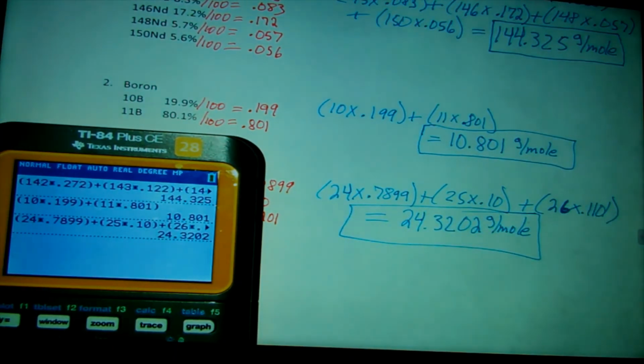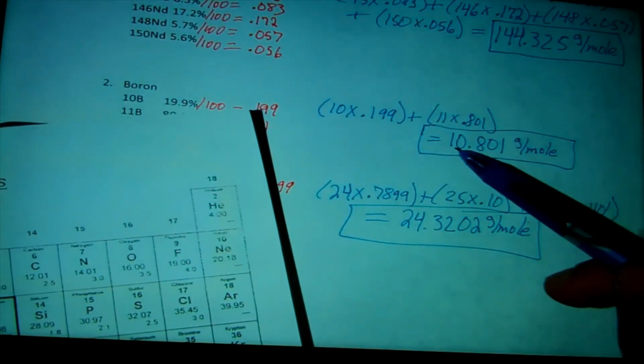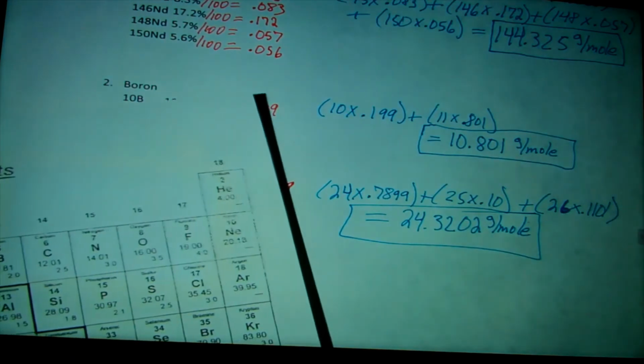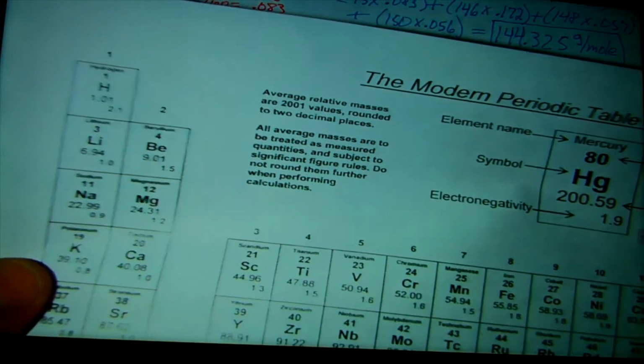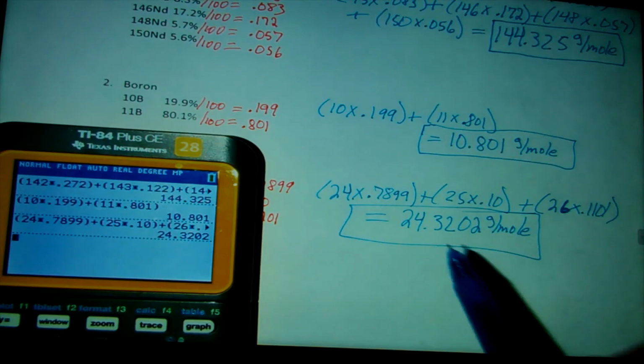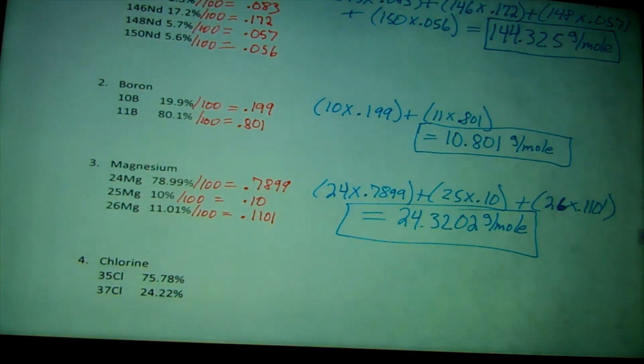I should have done this. I apologize. Should have done this with boron too. But let's look here. Here's boron. So 10.81 is the average atomic mass of boron. 10.801. Beautiful. Really, really close on that one. Let's look at magnesium. Magnesium is over here. Magnesium is 24.31. So 24.31, we get 24.3202 grams per mole. That's also really close. So that right there is great indicators. I've done this properly. I've got the right answer.